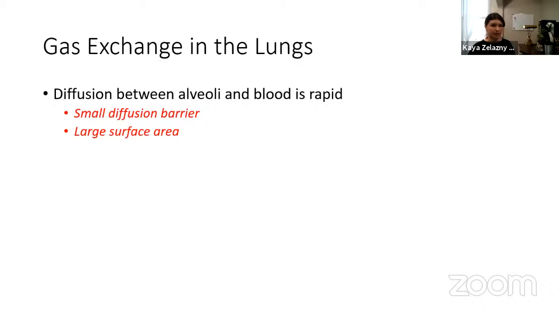Okay, so that's happening really fast. And the alveoli have a large surface area, right? They're these big sacs, these grape-like clusters on the ends of our bronchioles. So there's lots of places for this gas exchange to be happening, lots of walls.